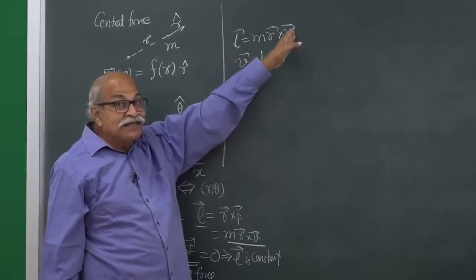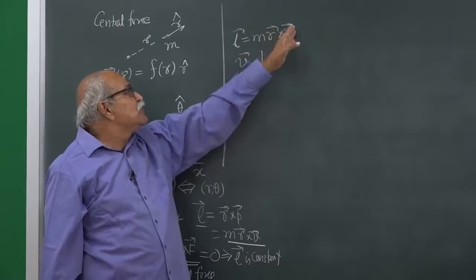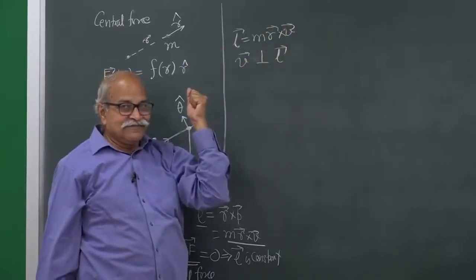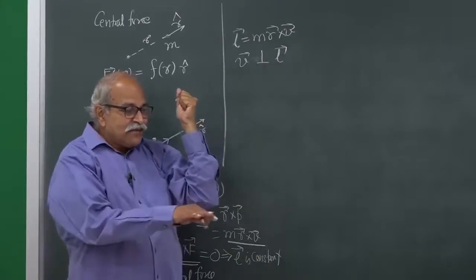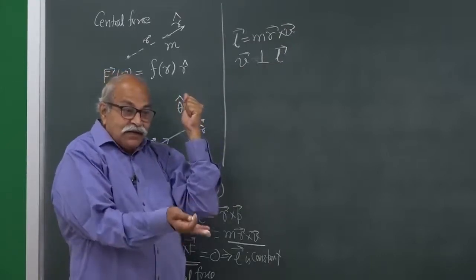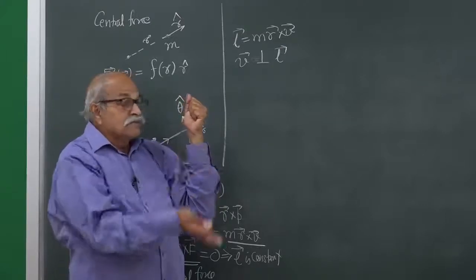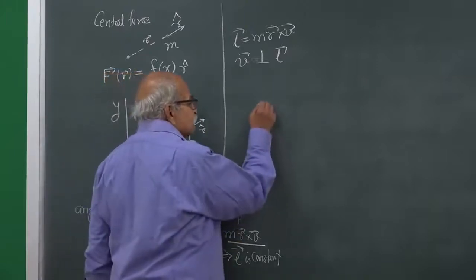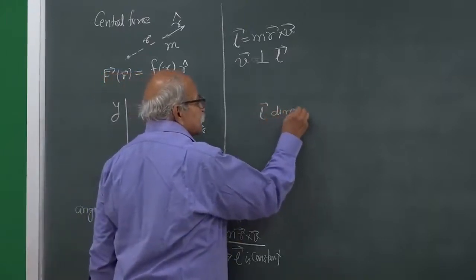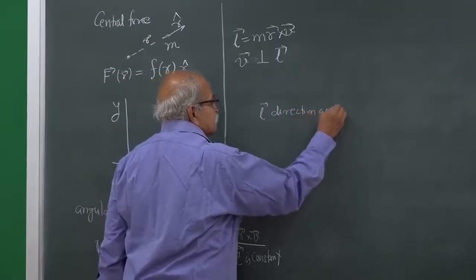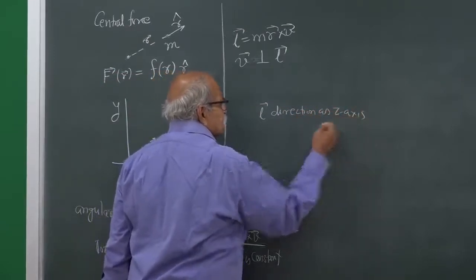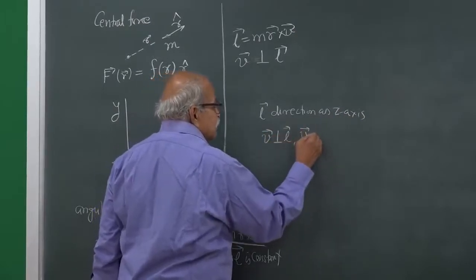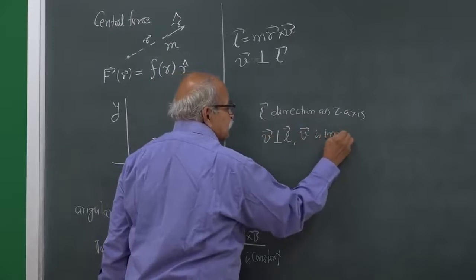I am interested in the second part. L is perpendicular to v. So, v is perpendicular to L, and L is a fixed vector. So, the particle does not have any component of velocity along this L direction. If I call this L direction the z axis, v is always perpendicular to L, that means v is in the xy plane.